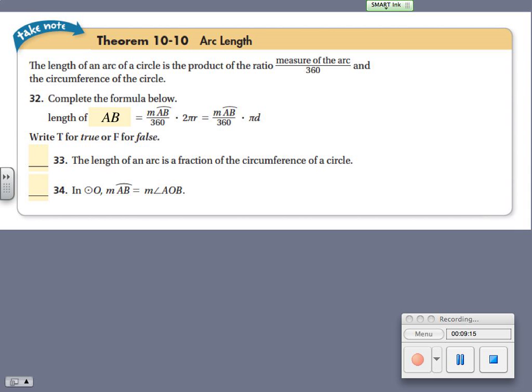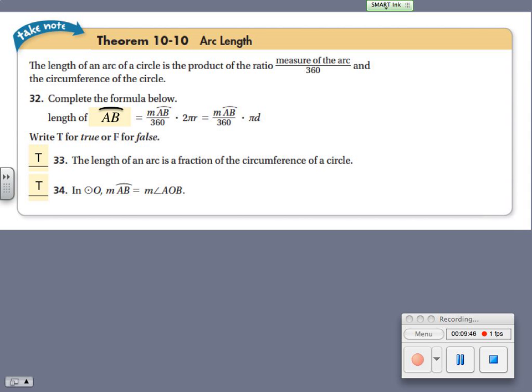The length of an arc is a fraction of the circumference of a circle. Oh, forgot my little arc symbol. That is true. The length of an arc is a fraction of the circumference of a circle. That's length of the arc. All right, in circle O, the measure of arc AB equals the measure of angle AOB. And that also is true. Arc measure and arc length are not the same thing.